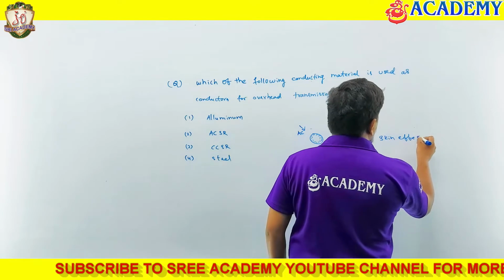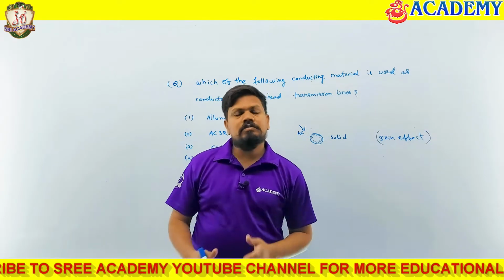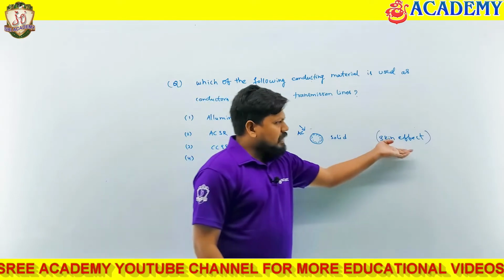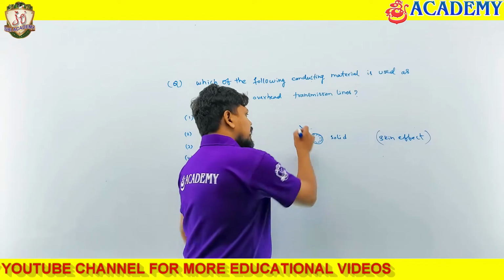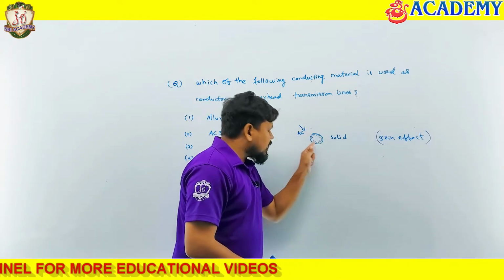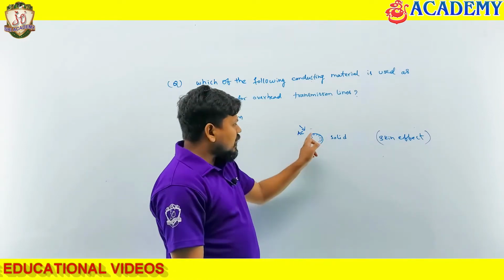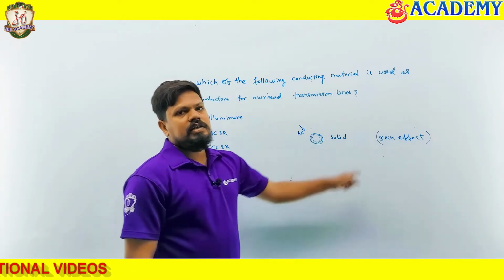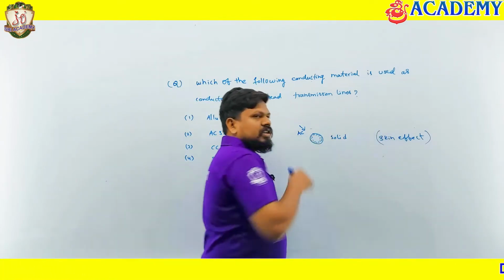This is also one of the previous year bits. Whenever this model of question again comes, I will not discuss, because we will discuss here only what is skin effect. What is skin effect? The ability of AC current to flow near to the skin of the conductor. What is the skin? Surface. Near to the surface of the conductor is called the skin effect. So in solid conductor system, skin effect is more.